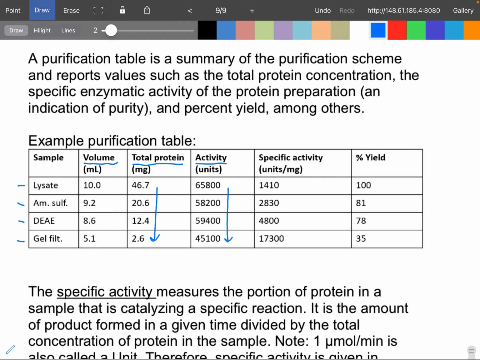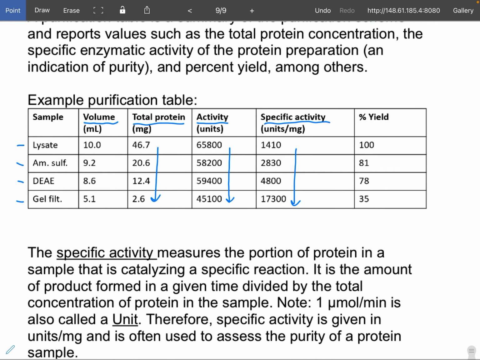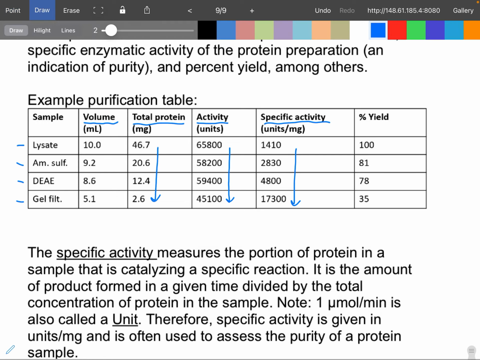Now, the specific activity measures the portion of a protein sample that catalyzed the hydrolysis reaction. In other words, it's the amount of product formed in a given amount of time divided by the concentration of total protein in the sample.